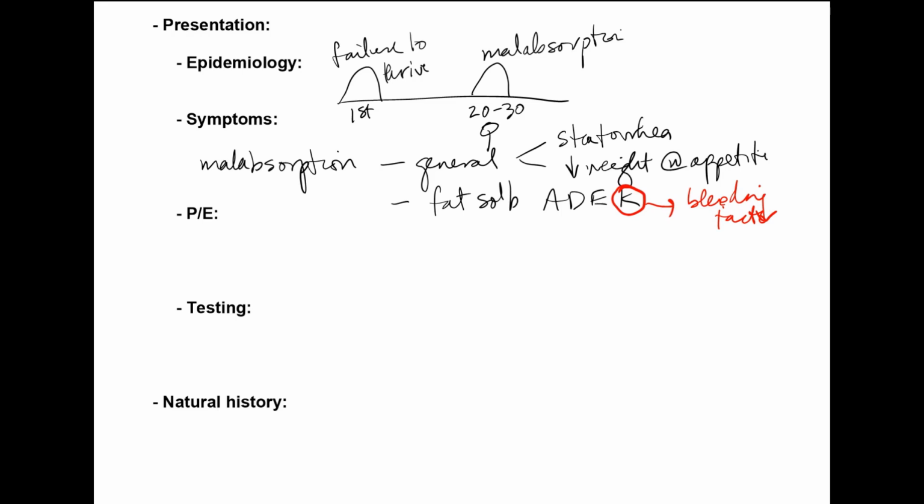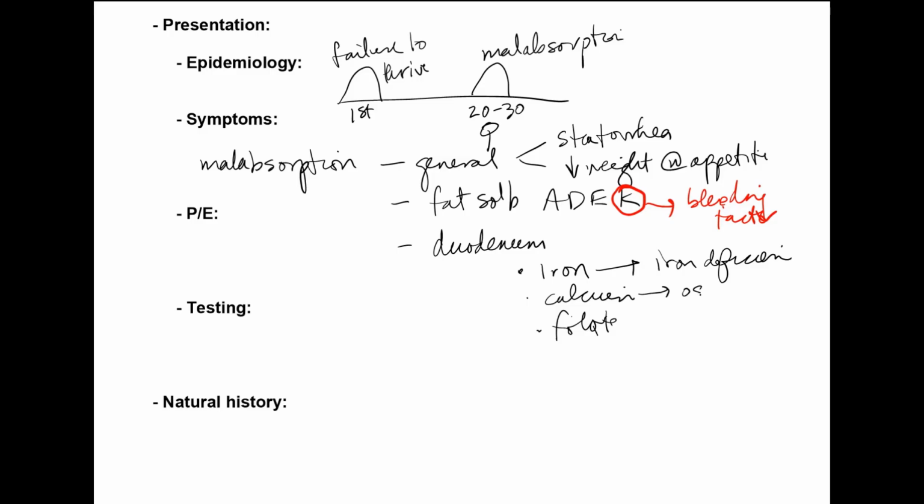As well, there's failure of the mucosa in the duodenum. And the duodenum has 3 specific absorption analytes. These are iron, calcium, and folate. Iron will lead to iron deficiency, anemia, and fatigue. Calcium will lead to osteoporosis, and folate can also lead to the fatigue of an anemia. The physical exam is non-contributory.